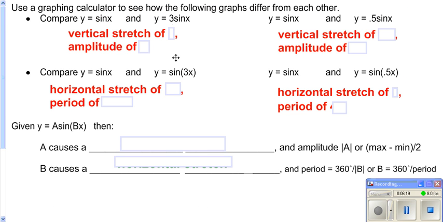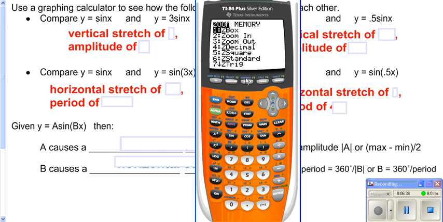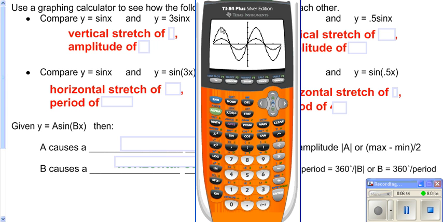Now, let's go ahead and compare these. So let's go ahead and graph these. We're going to graph our basic sine function. We're going to graph 3 times the sine of our function. Before we graph, we're going to go zoom, and we're going to go to number 7 here, which is trig. Here's your basic sine curve going up to a height of 1. Now here's your second one.